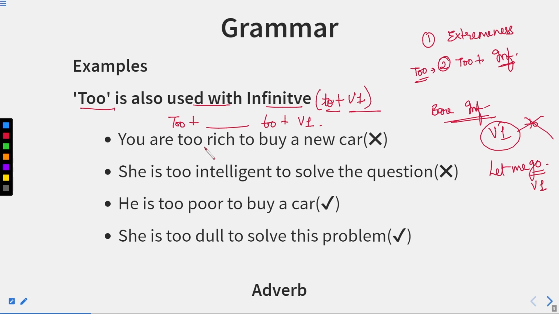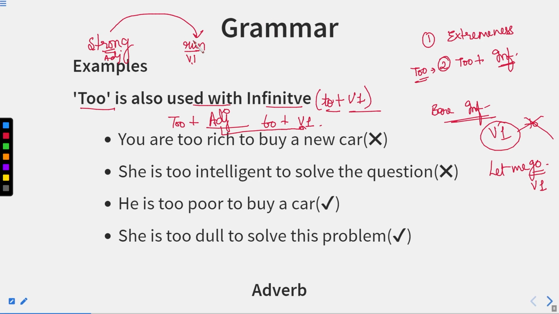Now it comes to our mind what should be there before this to. Here we should have an adjective which is somewhere related to this verb. For example, if someone's legs are strong, he can run very fast. He can run very fast. So the strongness of his legs shows that he can run. So this is adjective and this is verb.